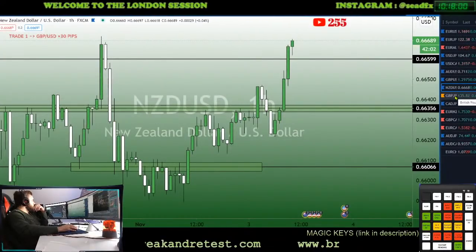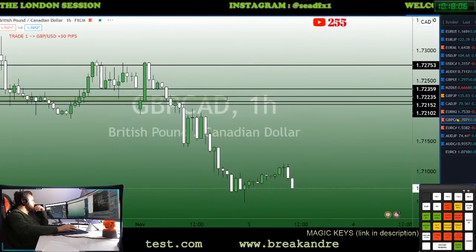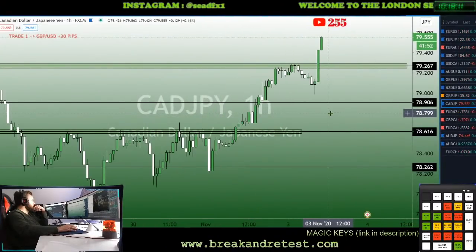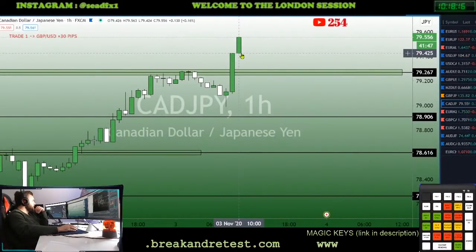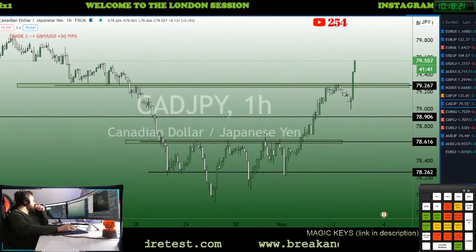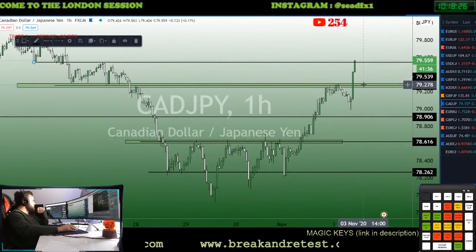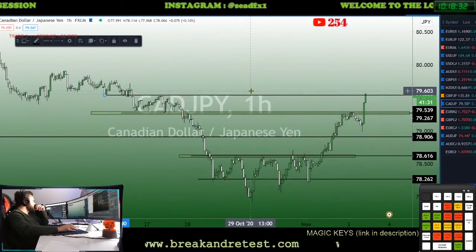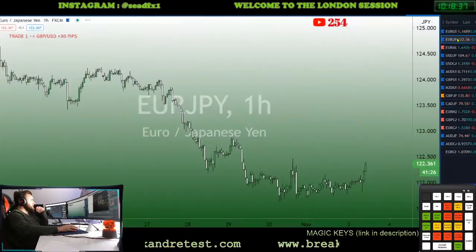What else? CJ, crazy. No retest at all. Look at these candles straight to the upside, no top wick, no bottom wick. It went straight to the next level, because this would be the target if we had a retest. And it went straight to the next target. There's no stopping on CAD JPY.